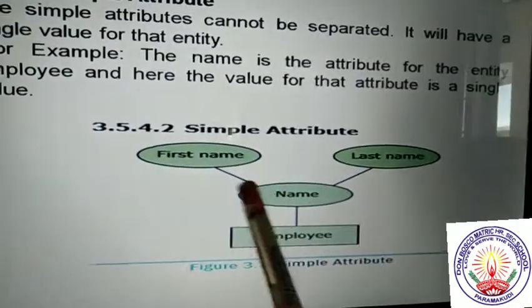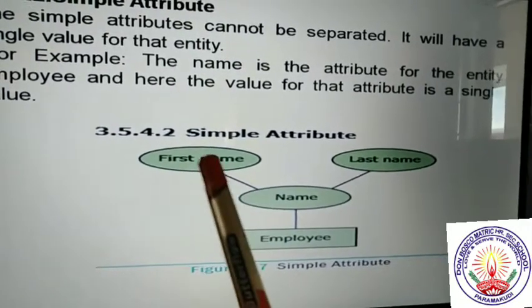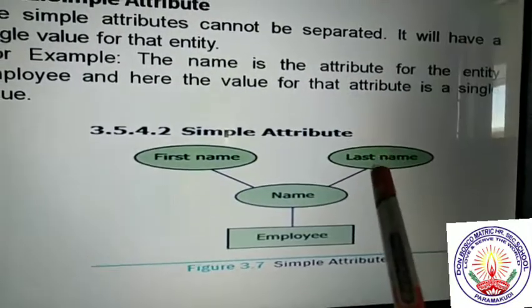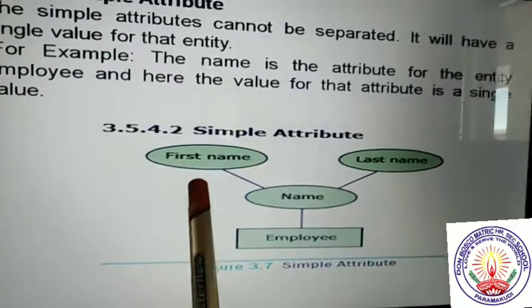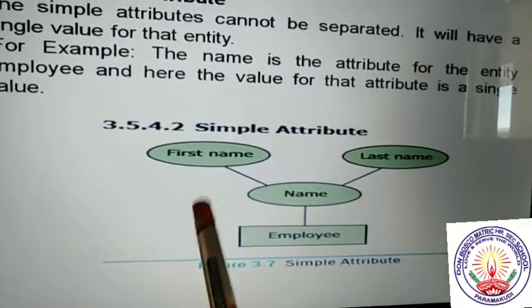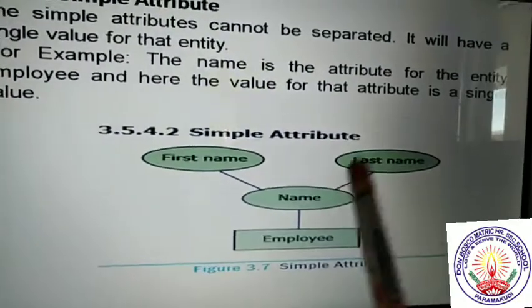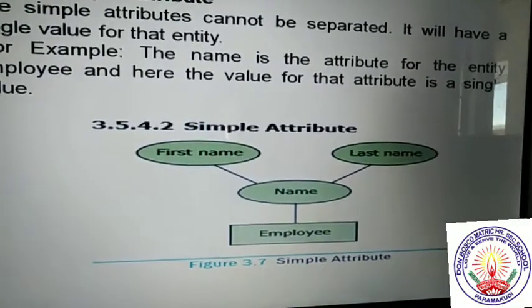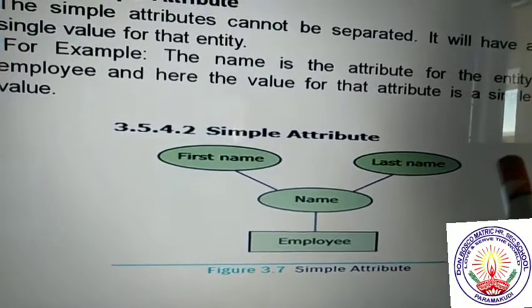So name is separated by two attributes. The first one is first name and the second one is last name. For the first one you have to give an initial or name, and for the last name also you have to give a name or initial. It's your choice. Okay.